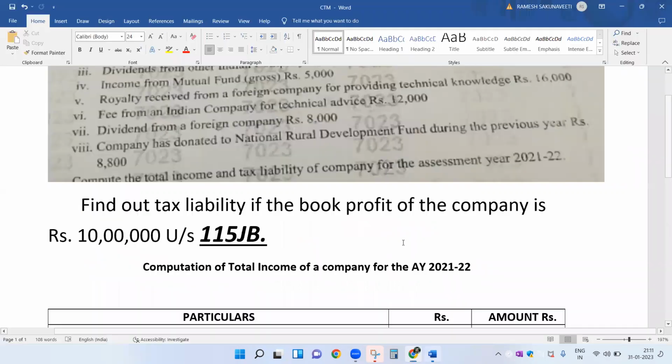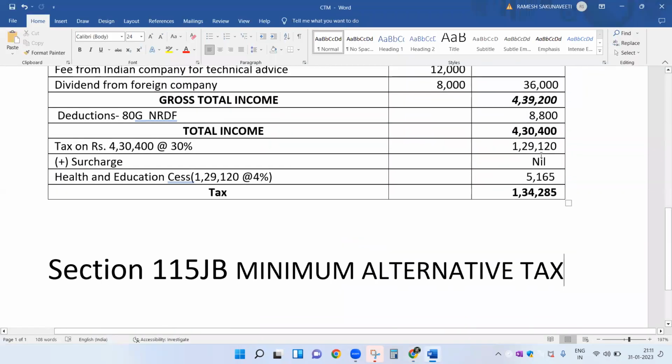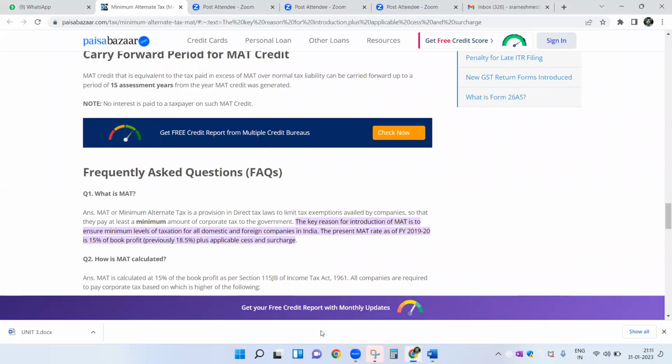In the normal profit, which we just found out, we charged at a 30% flat rate, but on book profit they have to charge at 15%. Now whichever tax calculation is more, that tax the company is going to pay. I will open another web source so you will understand the calculation easily.